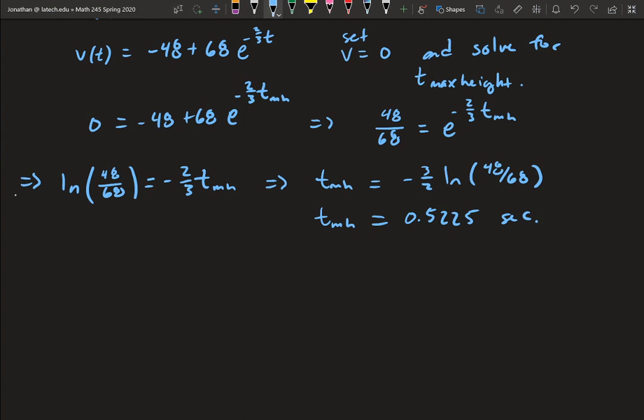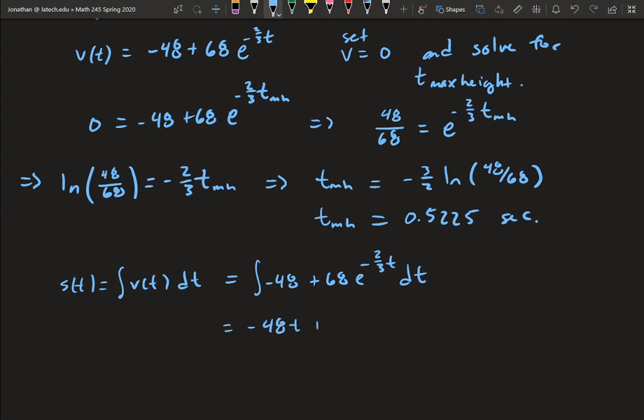Now we want to know how high above the ground does it go. Well, that's the position with respect to the ground. So s of t is going to equal the integral of v of t dt, which is the integral of negative 48 plus 68 e to the negative 2/3 times t dt, which is going to be negative 48t plus 68 times negative 3/2 e to the negative 2/3 t plus c.